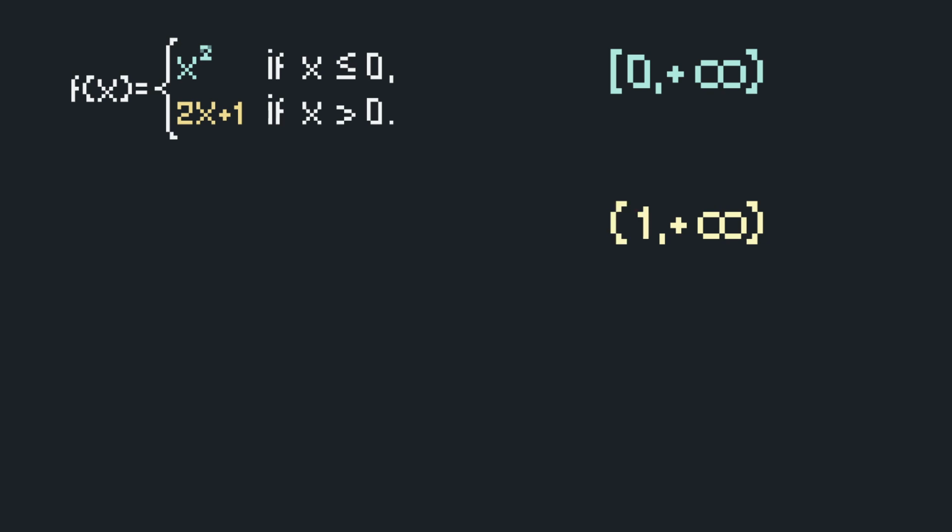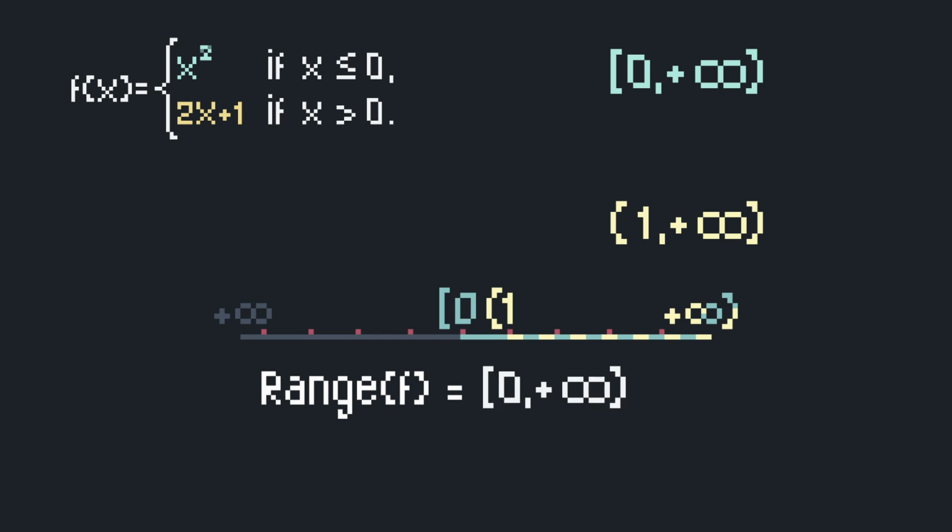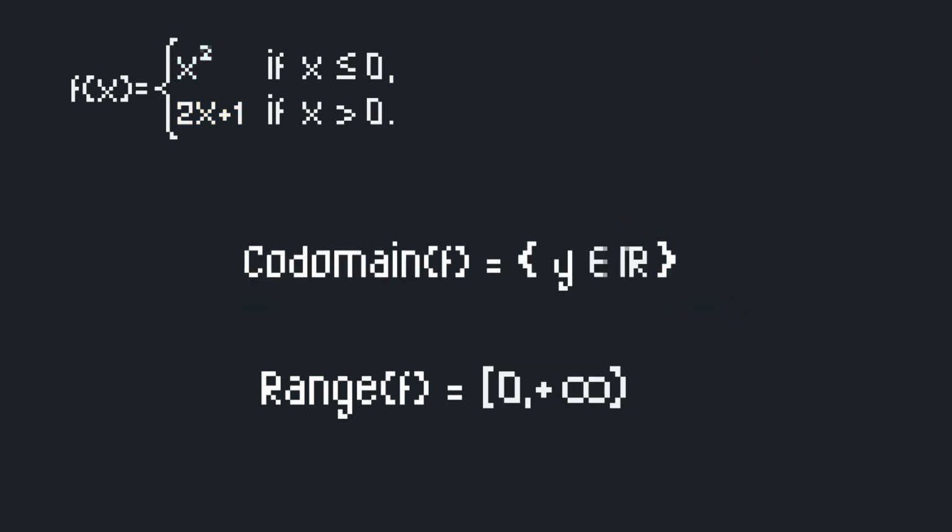Now that we have defined the possible output for both rules in the function, we can combine them and find the actual range of the function. Notice how the second piece, (1, infinity), is already contained within [0, infinity). Thus, the entire range of the function f is from 0 to infinity, including 0. So even though the codomain was all real numbers, the range is much smaller and far more precise.